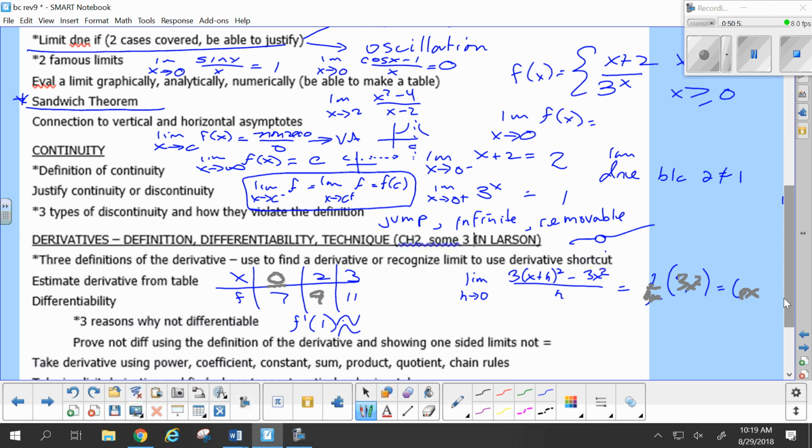Second thing, just good math and AP, do not go straight to the table. Show me where your values are coming from. So I do not want to see 9 minus 7 over 2. I don't want to go back and figure out where those came from. Nope. I want you to show me what you did. So f at 2 minus f at 0 over 2 minus 0. That I need to see.